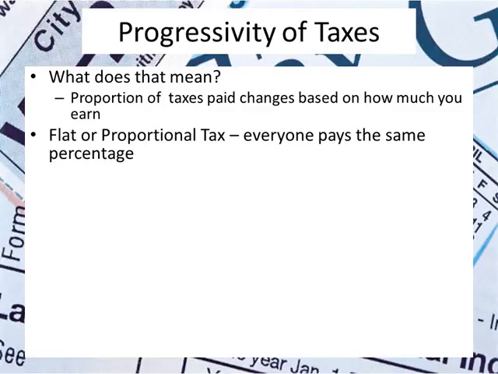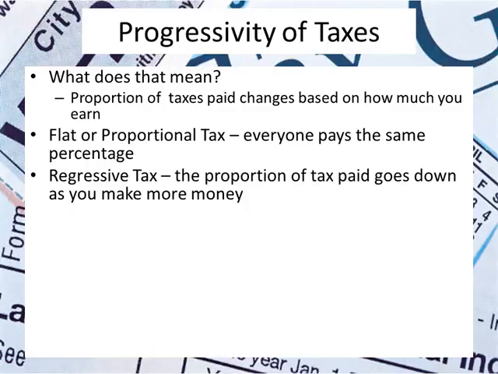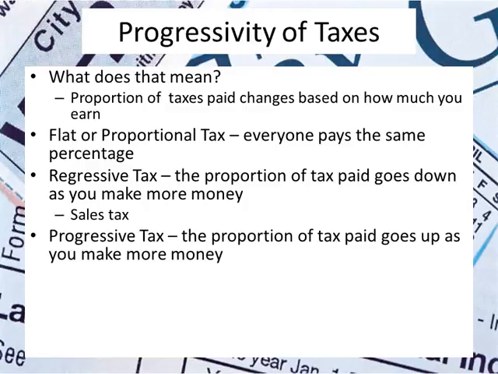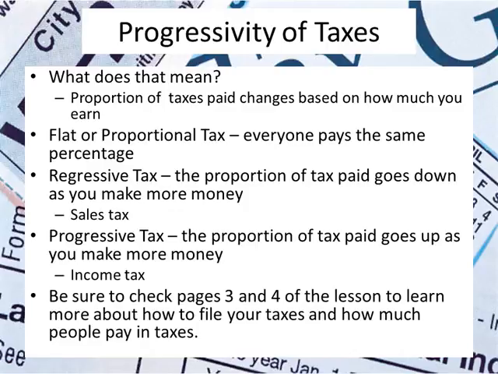The flat tax means that everybody pays the same percentage. The regressive tax means that the proportion of tax paid goes down as you start making more money. This could be a sales tax, as an example. And then the progressive tax is when the proportion of tax paid goes up as you make more money. And this is how our income tax system works in the United States.